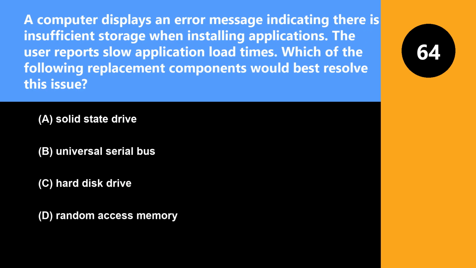Question 64. A computer displays an error message indicating there is insufficient storage when installing applications. The user reports slow application load times. Which of the following replacement components would best resolve this issue? Option A. Solid-state drive. Option B. Universal serial bus. Option C. Hard disk drive. Option D. Random access memory. The correct answer is option A. Solid-state drive.